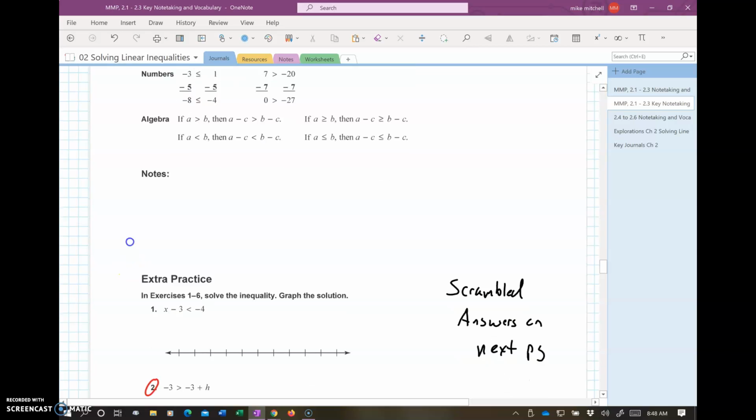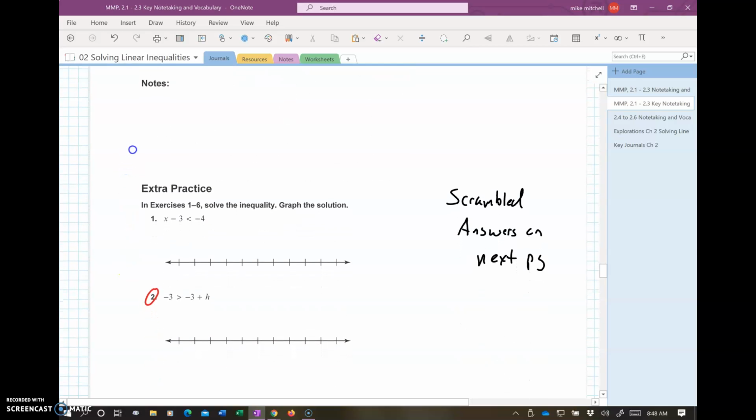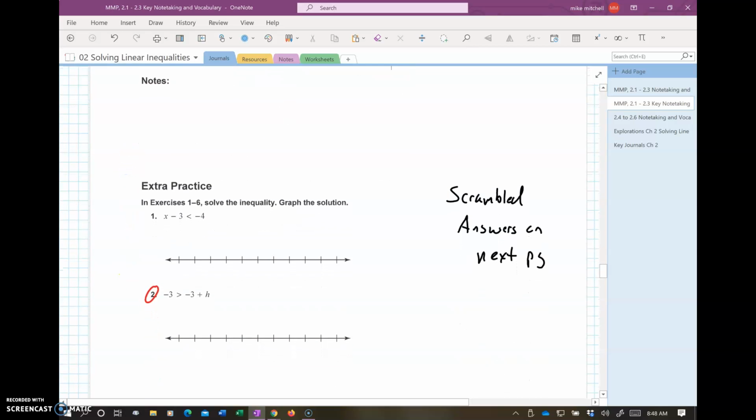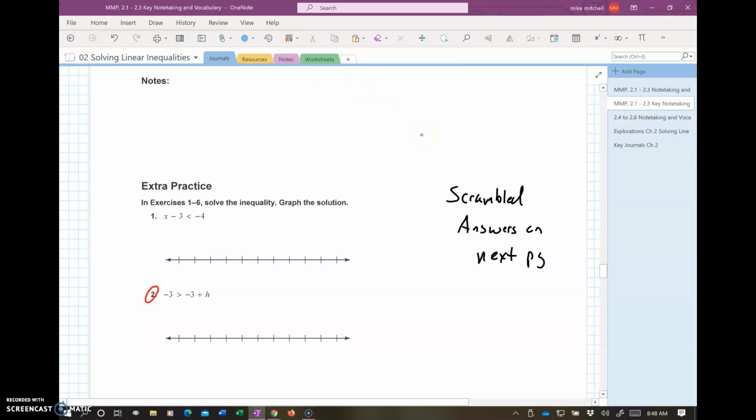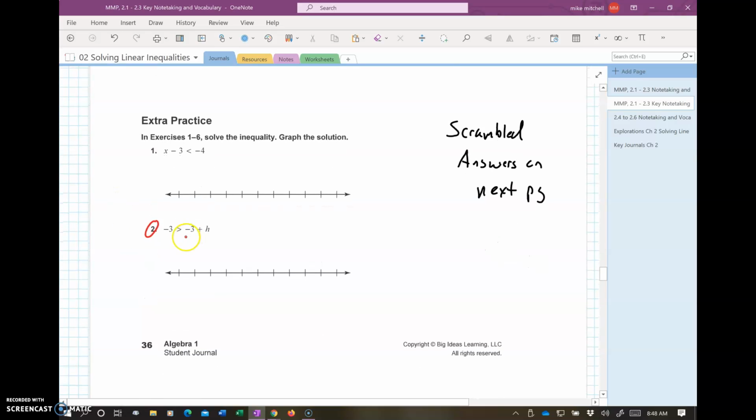Same notes from before. I do have scrambled answers on these. Solve your inequalities and graph. You've done this before. Oops, let's start on this one here. +3, +3. I get 0 is greater than h, just like we were doing and I showed earlier. This is going to go to h less than 0.